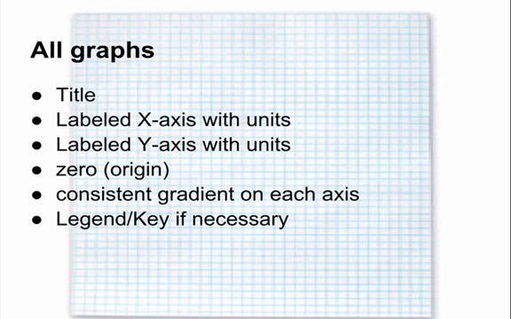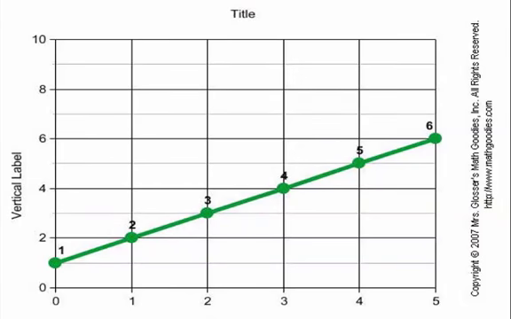All graphs in all these different examples you have seen have these 6 things. They all have a title. They all have a labeled x-axis and y-axis with units. They have a 0, which is the origin. They have a consistent gradient. That is the point that students struggle with the most. They have a consistent gradient on each axis, which means it's counting by a certain number along each axis. And there may be a legend or a key.